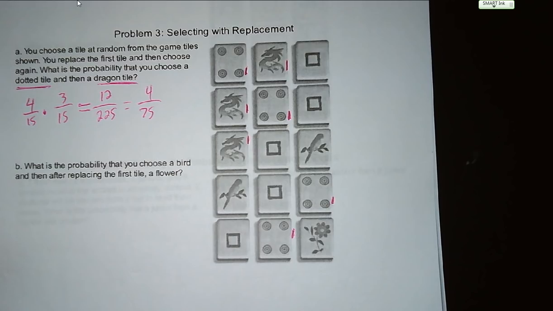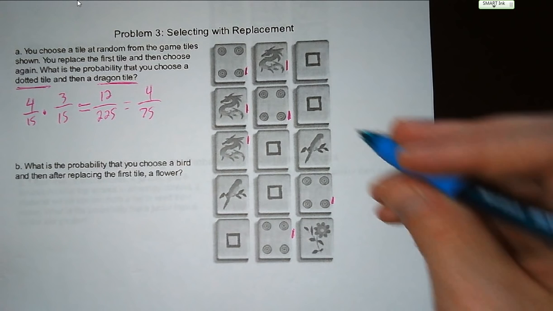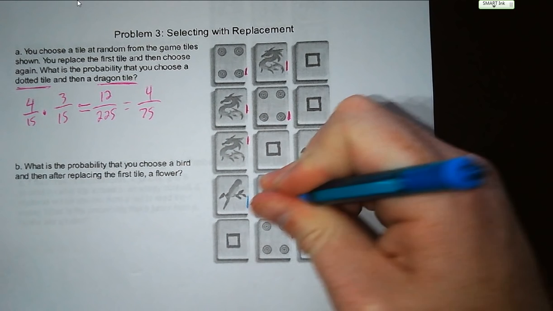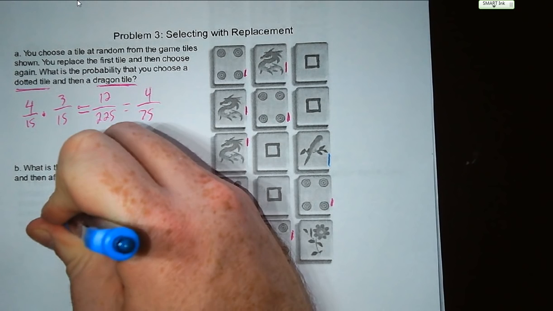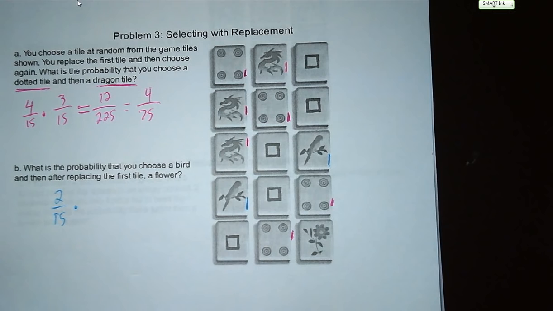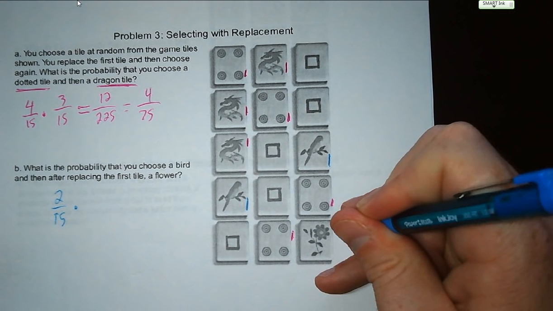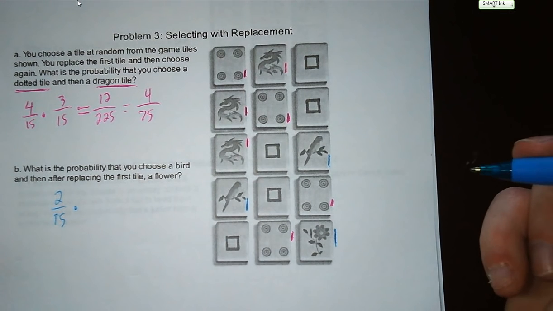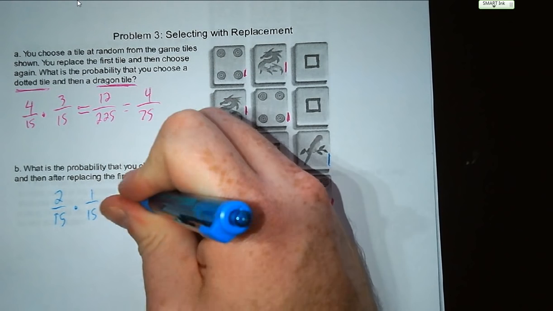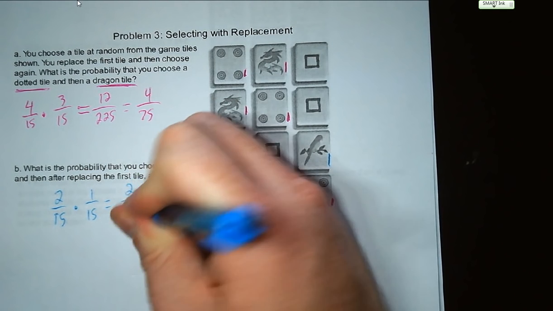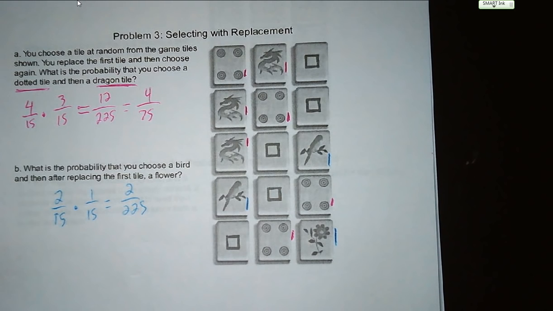Now, what is the probability that you choose a bird and then a flower? So, birds, there's 1 there, 2 there, so we have 2 out of our 15, times a flower is only 1 out of 15, so that gives us 2 out of 225. Okay?